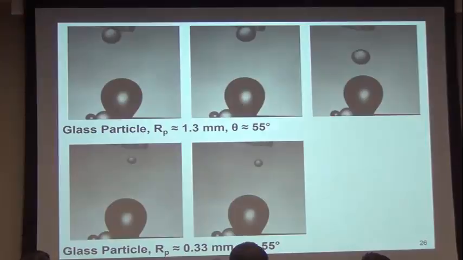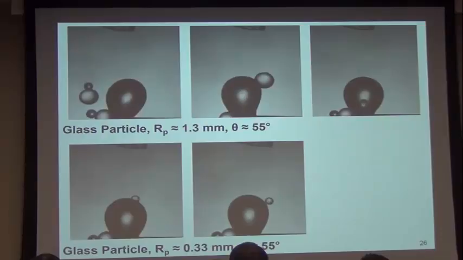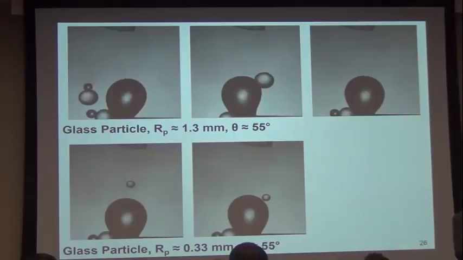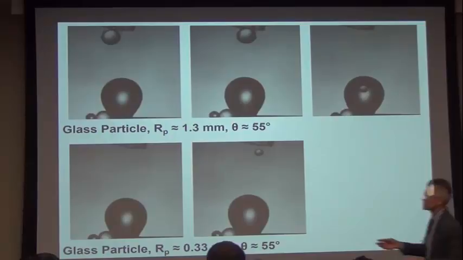So here are some other cases. What we've been trying to do experimentally is to look at the particle-bubble interaction process. Now, in real systems, the bubbles and particles are moving around. It's very difficult to visualize. So in this particular case, we're keeping the bubble stationary and we're dropping particles on.